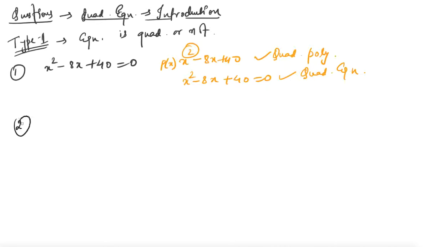Let us see another example. Say if I have 12x square minus 8x equals to 0. Is this a quadratic equation? Yes, it is a quadratic equation because see, this is a quadratic polynomial equated to 0. This is a quadratic polynomial because the degree is 2, hence it is a quadratic equation.